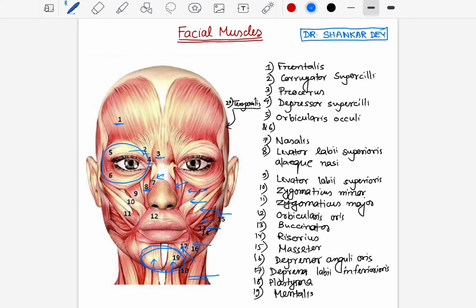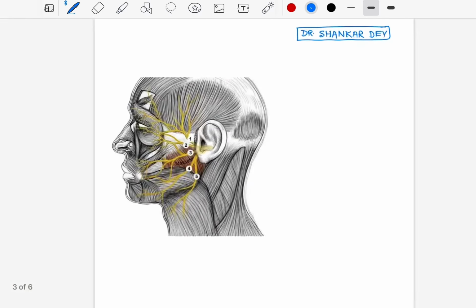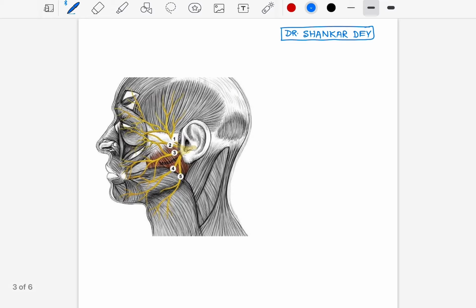And in the neck, this is the platysma, and in the temporal region, this is temporalis muscle. So this is all about the identification of facial muscles. Now we will discuss the nerve supply of the muscles. Before discussing the nerve supply, you have to know the terminal branches of the facial nerve.